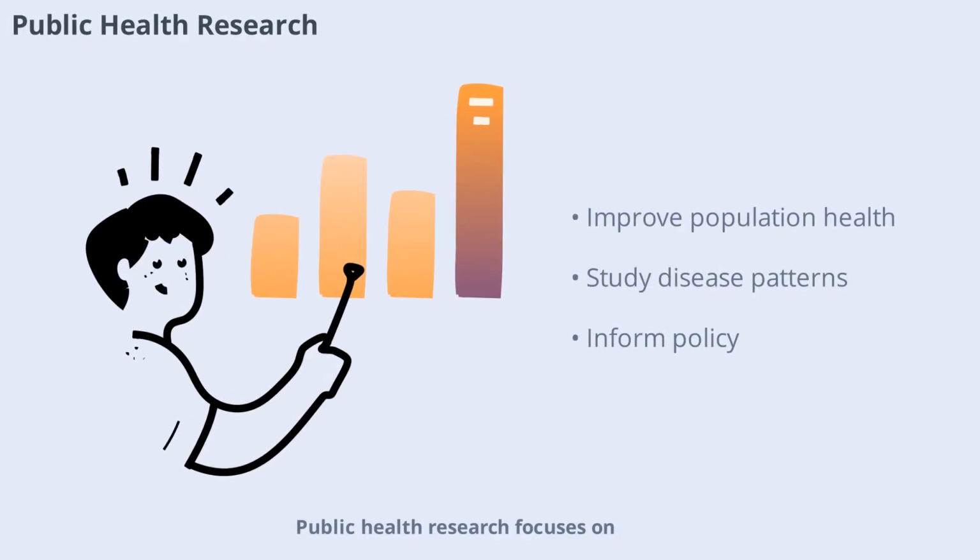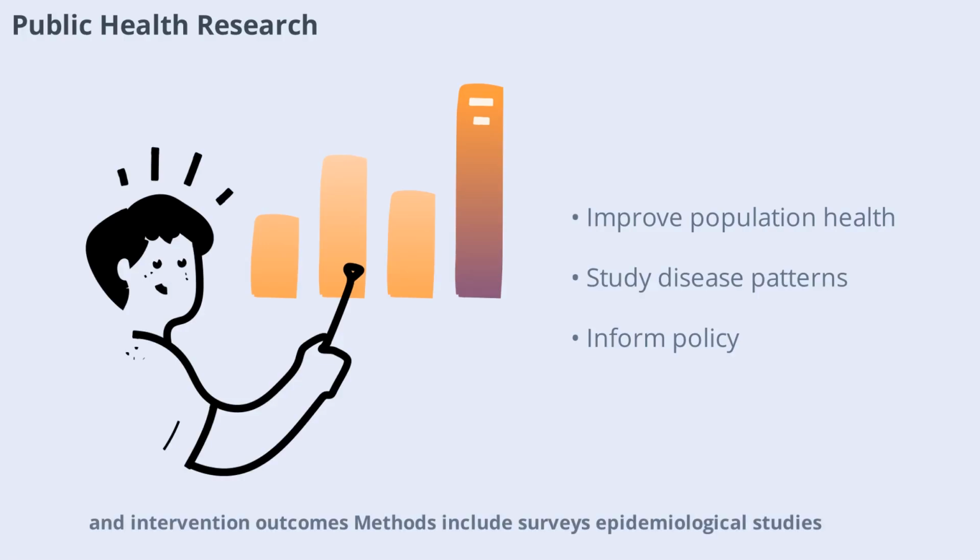Public health research focuses on improving population health through prevention, education, and policy. Biomedical researchers study disease patterns, health behaviors, and intervention outcomes. Methods include surveys, epidemiological studies, and community trials. Public health research informs strategies to reduce risk, promote wellness, and address health disparities. It plays a vital role in shaping healthcare systems and policies.